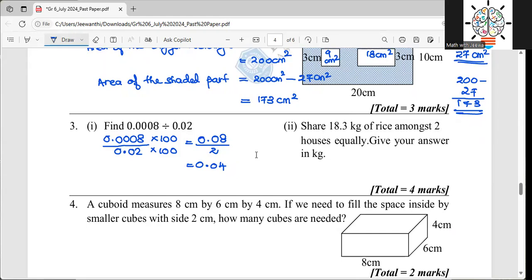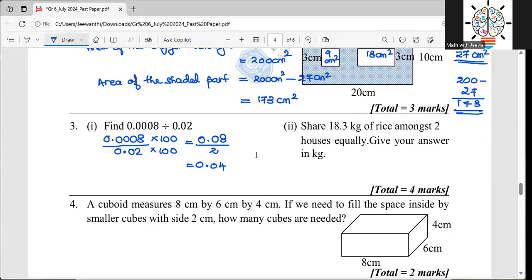When you come across a decimal value in the denominator, we want to eliminate it. As here we have 2 decimal places, we multiply it by 100. Then when you do something to the denominator, you want to do the same thing to the numerator. So that becomes 0.08 over 2. 8 divided by 2, 4. 0.08 divided by 2, 0.04.